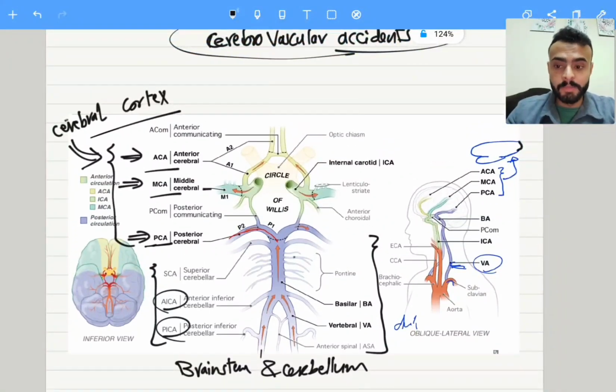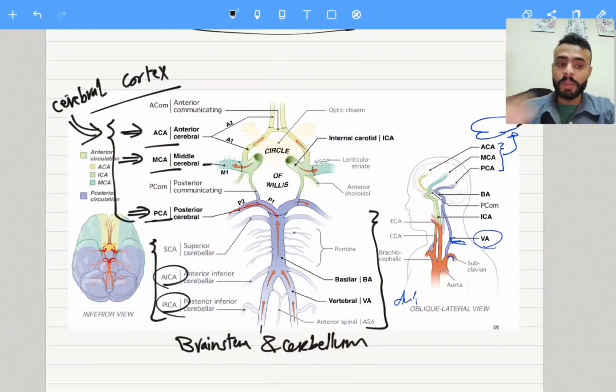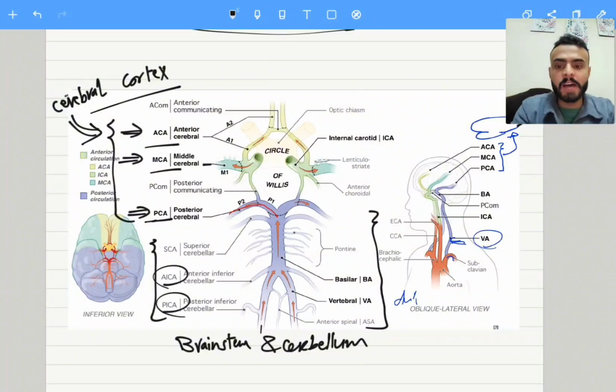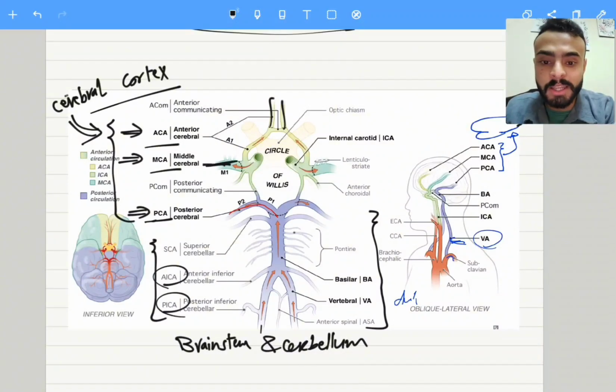Cerebrovascular accidents. We will study subtypes of strokes today, ischemic and hemorrhagic. But before studying strokes, we must study the anatomy of the brain, the vasculature of the brain. We have two brain circulations. One for our cerebral cortex, cerebral circulation, covered by anterior cerebral artery, middle cerebral artery, and posterior cerebral artery. Thus, three cerebrals, this one, and this one.